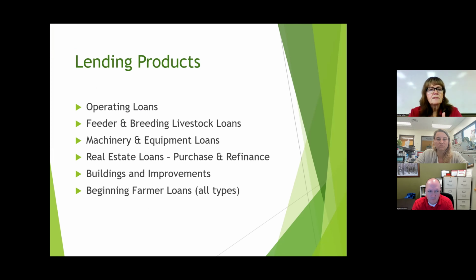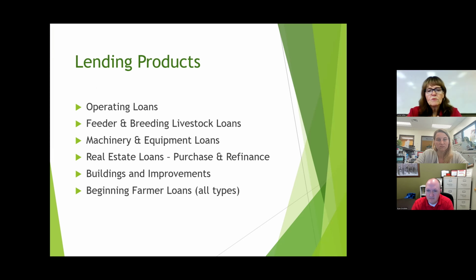As far as lending products, again, going back to those first four on that list, they're pretty much all the same. Operating loans, livestock loans, machinery equipment loans. And as far as real estate loans are concerned, all of the lenders except for the Farm Service Agency can refinance real estate. Farm Service Agency can only help you purchase real estate. They cannot refinance real estate loans. So you want to keep that in mind as you're dealing with those lenders.